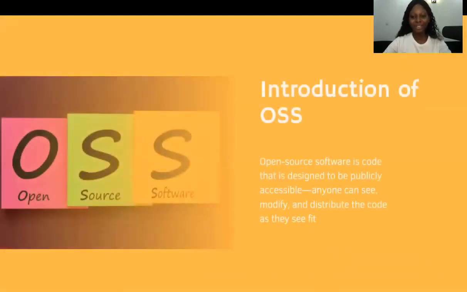First and foremost, let's look at what open source software is. Well, open source software is simply code that is designed to be publicly accessible to everyone. This means anyone can see this code, anyone can modify this code, anyone can distribute it as it fits. And as the definition sounds, it's code that is made available for collaboration, right?